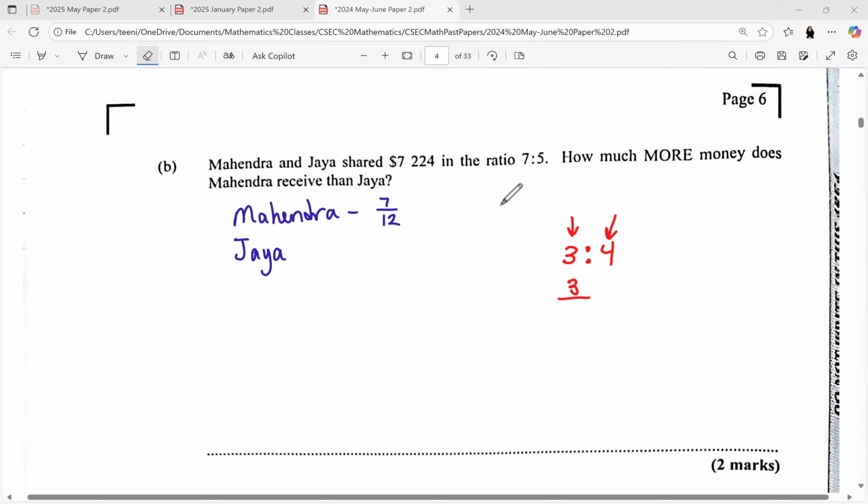Not 3/4. To find out what the denominator is, you have to add the two numbers, because this literally means 3 parts and this means 4 parts. So the total number of parts would be 3 plus 4, which is 7. So if a ratio is 3 to 4, then the 3 represents 3 out of 7, and the 4 represents 4 out of 7. All right, what about Josh?